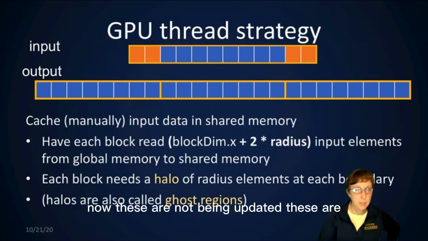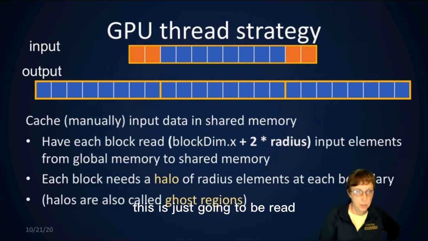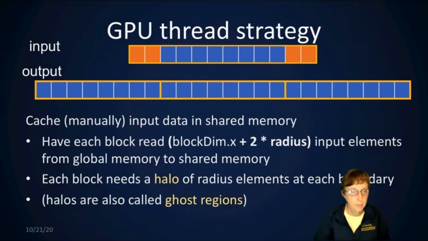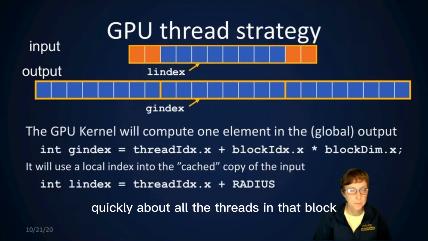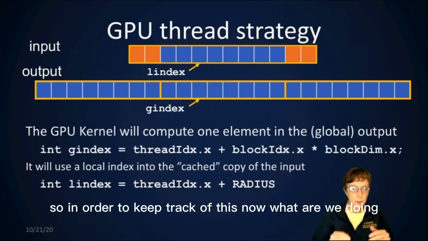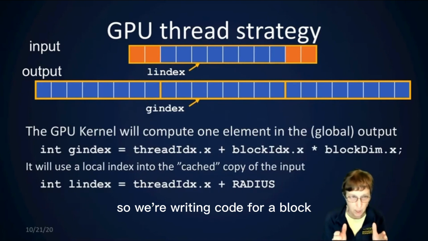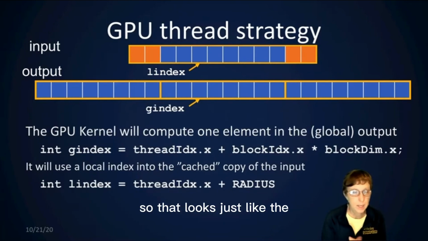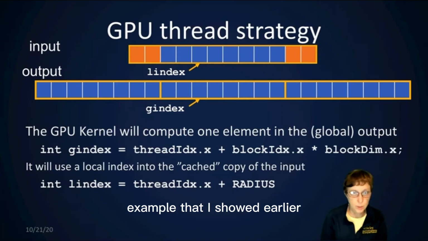Now these are not being updated. This is the input. These are just going to be read, but they can now be read only once into the GPU, into this fast shared memory, and then accessed quickly by all the threads in that block. So in order to keep track of this now, what are we doing? We're writing code for a block, and that block is going to have a global index into the output array. That looks just like the example that I showed earlier.